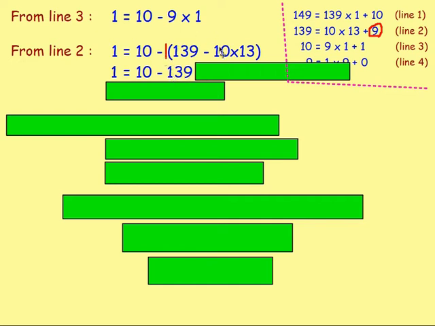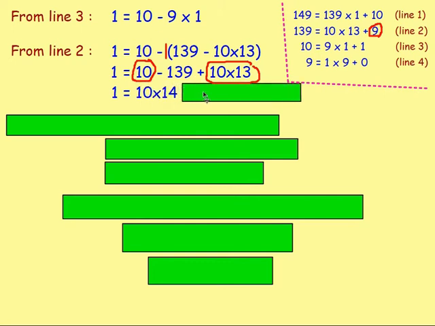And it's the negative 1 times the negative 10 times 13. So the negative 1, the negative 10 will make it plus 10 times 13. If you look here, what we've got is a 10, and then we're going to be adding on 13 tens. So if we've got 13 tens and we add on another 10, we could simplify that and say that would be 14 tens, or 10 times 14. And again, we're still taking away 139. Can we do anything else with that? Well, no, we can't. We cannot simplify that.